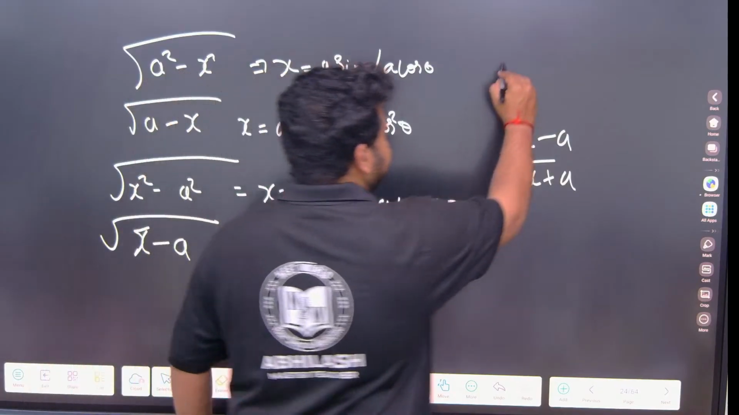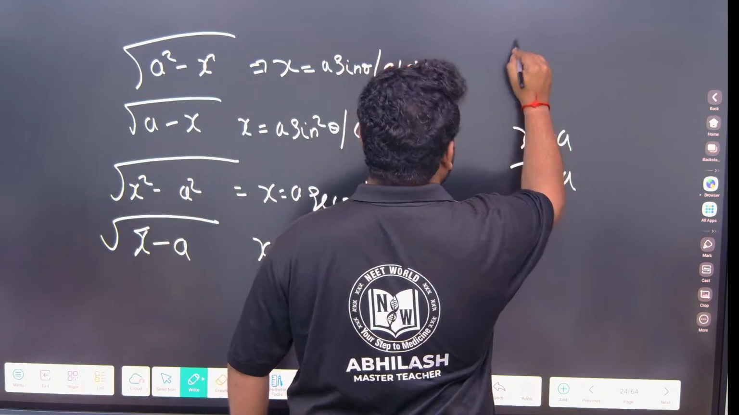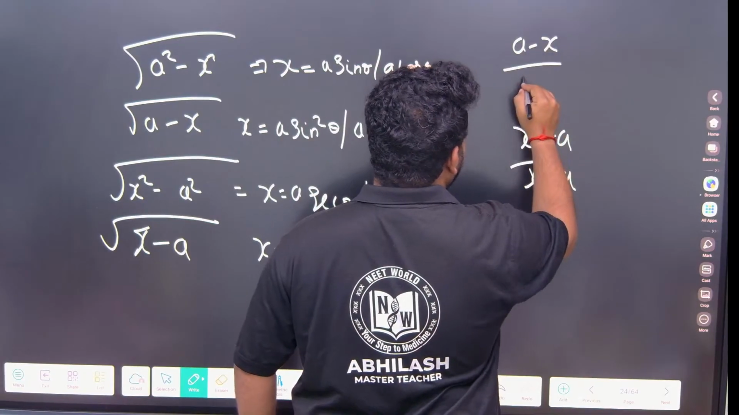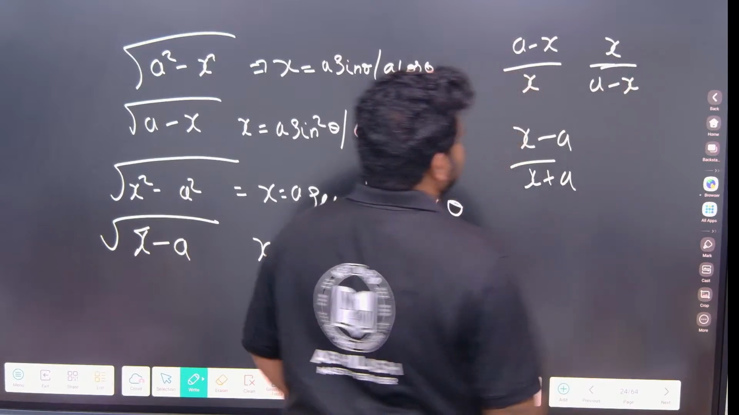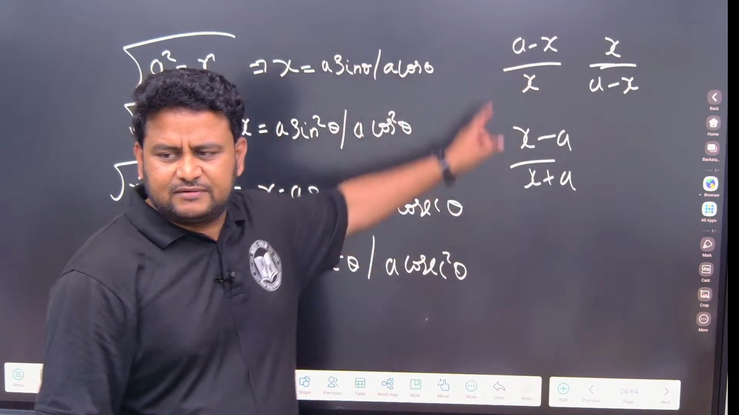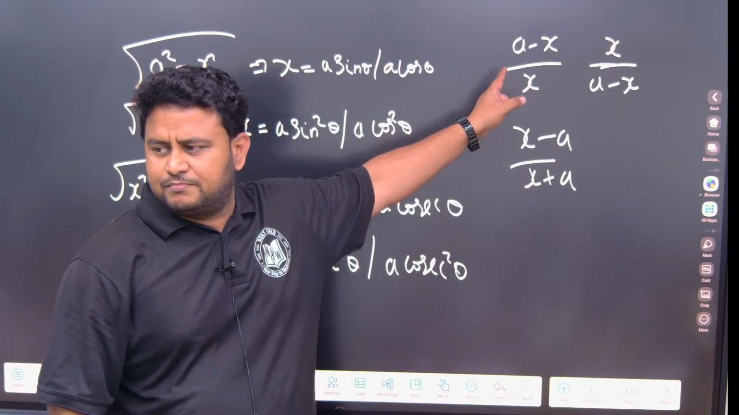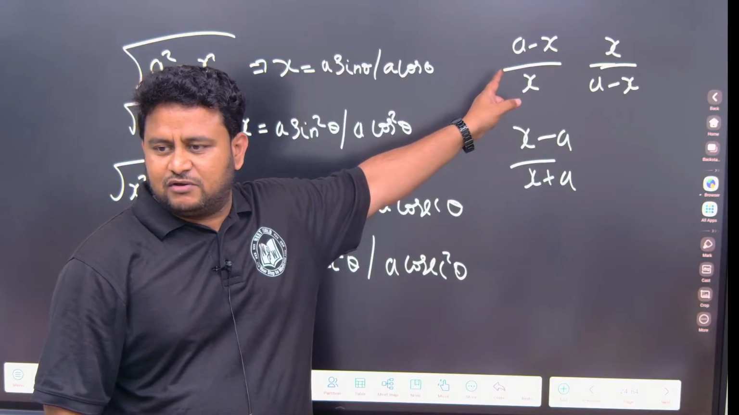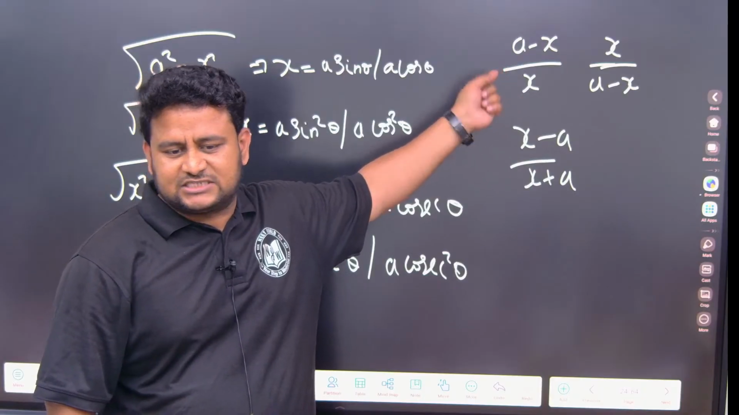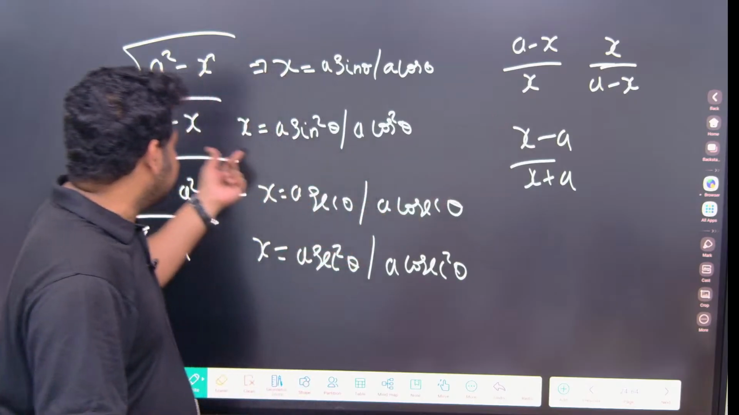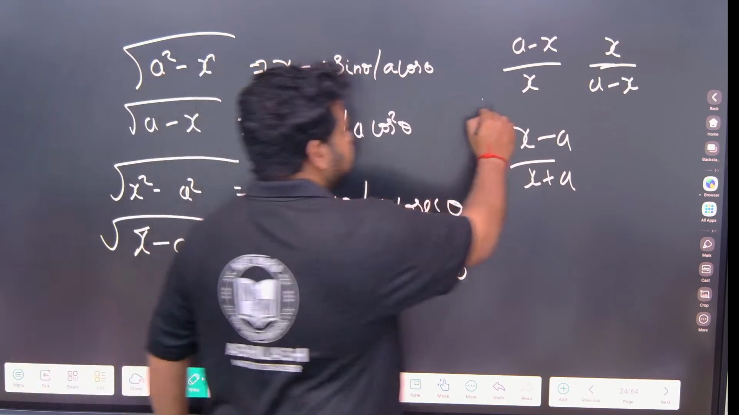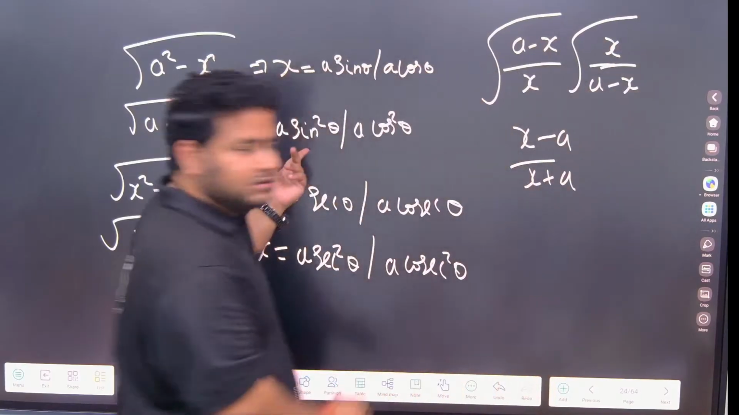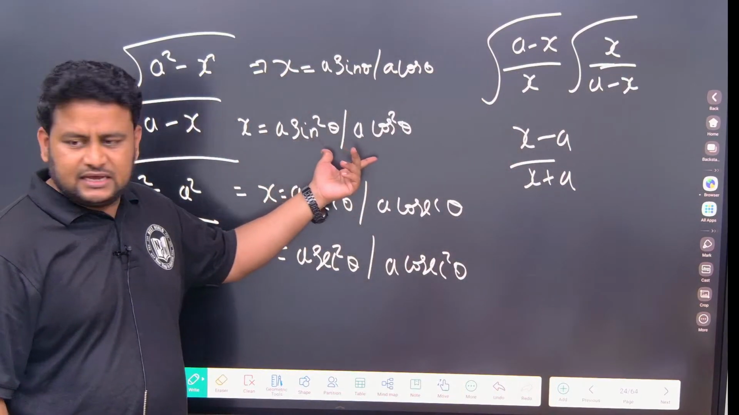Or if you are having a minus x by x, or x by a minus x, where a minus x is there, what value should I put for x? A sin square theta. See, a minus x is, square root or not square root, doesn't matter. Suppose let me put square root. So x is equal to a sin square theta, or a cos square theta.